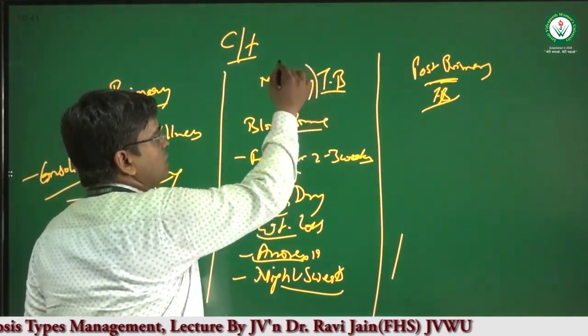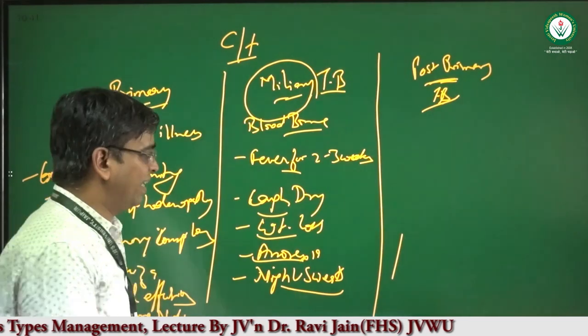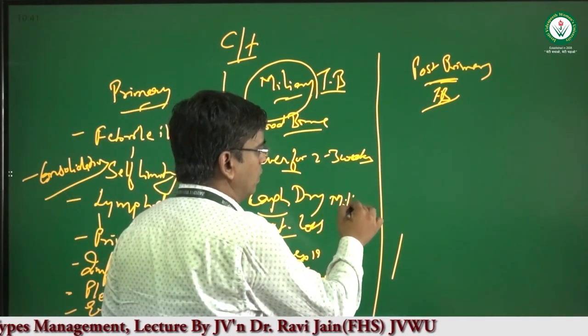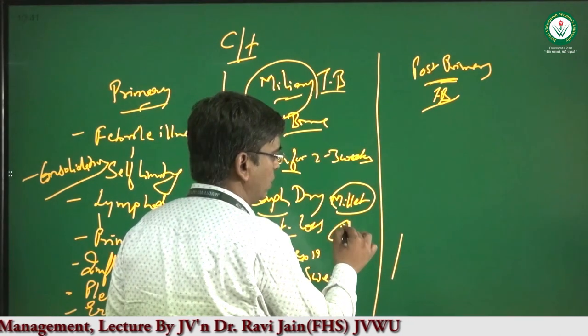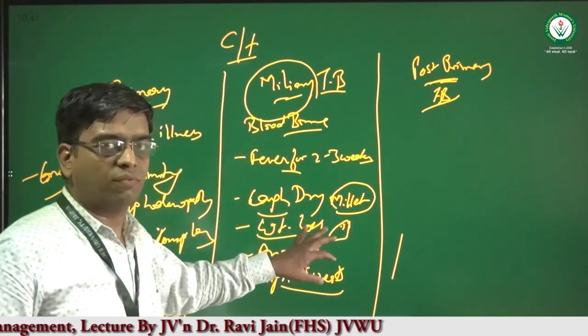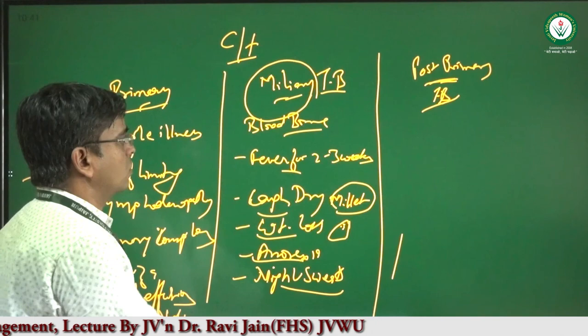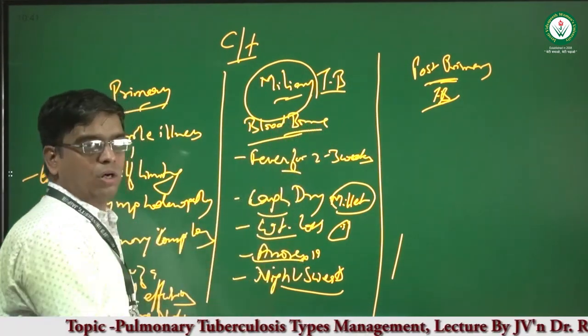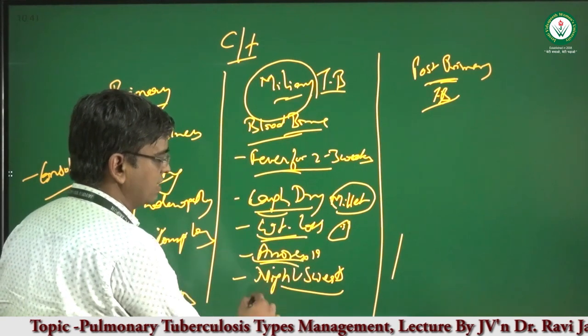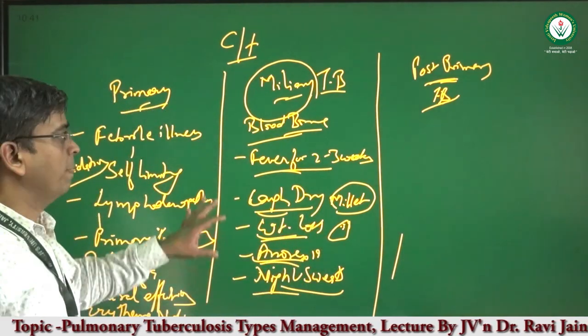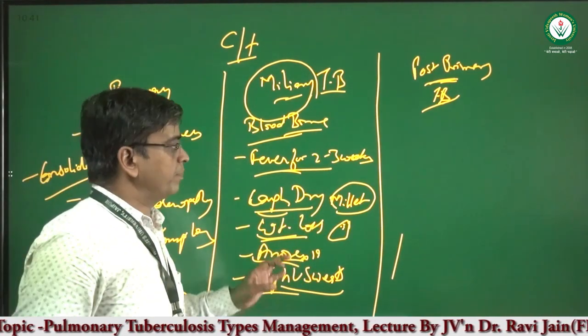Also, why is it known as miliary tuberculosis? Because we have millet-like spots. Millet-like spots that are apparent on the lungs, on the lung fields, because of the presence of the calcified lesions. So in miliary tuberculosis, we have blood-borne dissemination. There is fever for 2 to 3 weeks, dry cough, weight loss, anorexia, and night sweats. These symptoms are present in case of miliary tuberculosis.